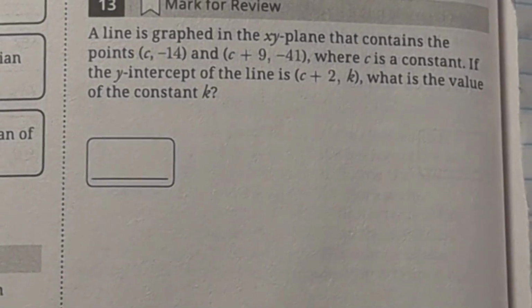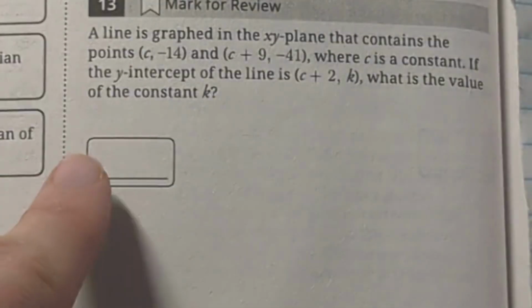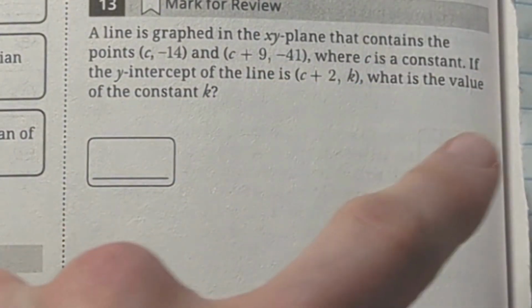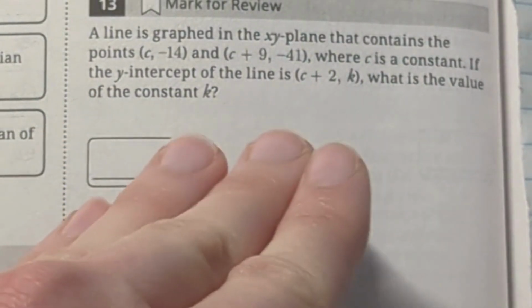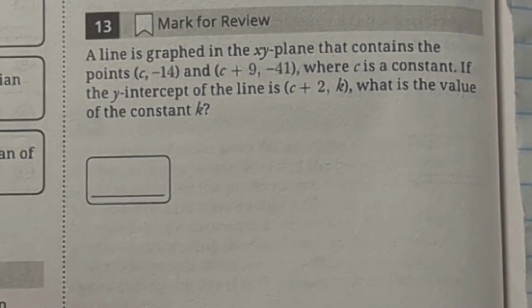Next question. A line is graphed in the xy plane that contains the points (c, negative 14) and (c plus 9, negative 41), where c is a constant. If the y-intercept of the line is (c plus 2, k), what is the value of the constant k? So we have two constants here. We are looking for k, but we also need to find c beforehand.